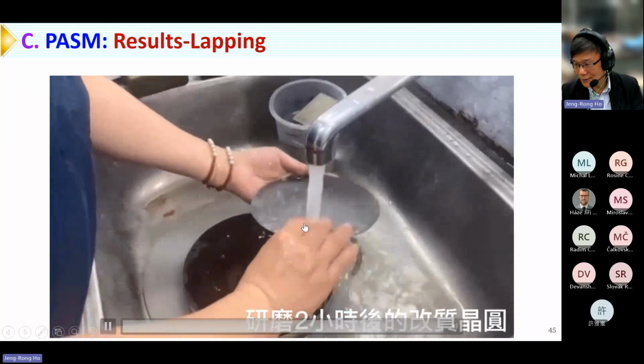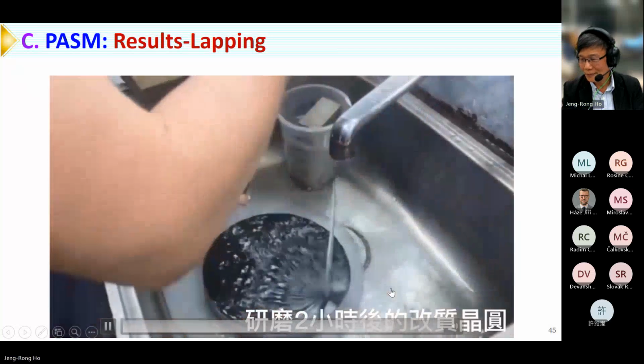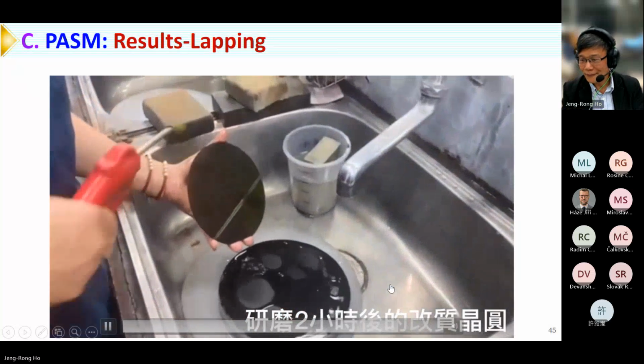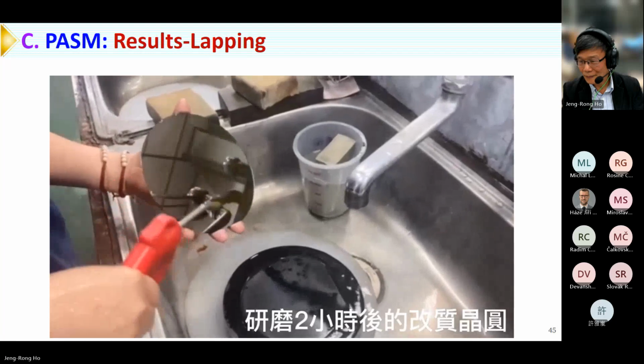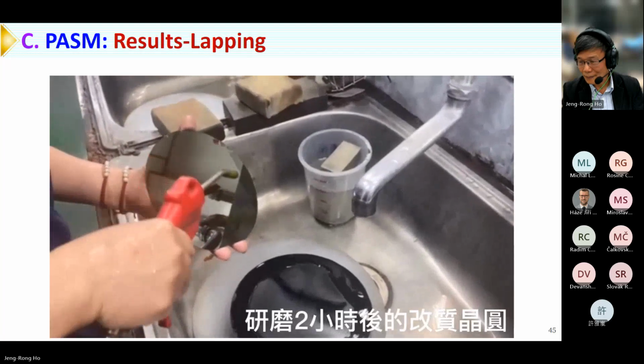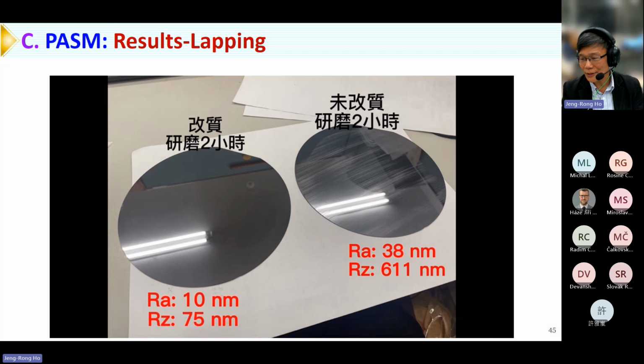Then this one, finally, after 2 hours of lapping, so then we compare. This one is with surface modification. This one is without surface modification for two hours of lapping. And for this case, we didn't use any optimal processing parameters.